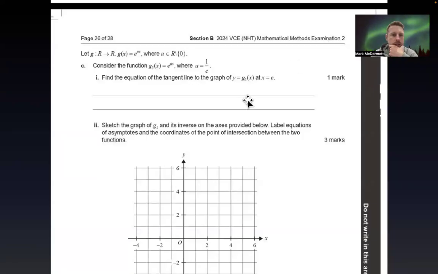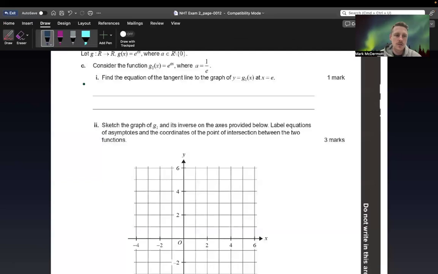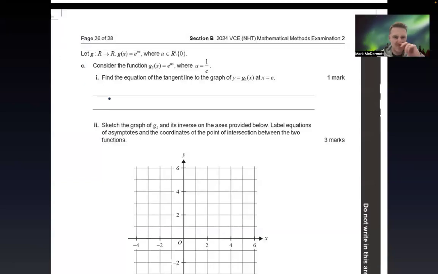All right, so I'm going to look at the last few questions of the 2024 exam that I wasn't able to do in the previous video. It says, consider the graph g1 of x equals e to the ax, where a equals 1 on e. Find the equation of the tangent line to the graph y equals g1 of x at x equals e. So what we're going to do is determine the gradient of g1 of x, because in order to determine the tangent, you need to know the slope of the tangent line.